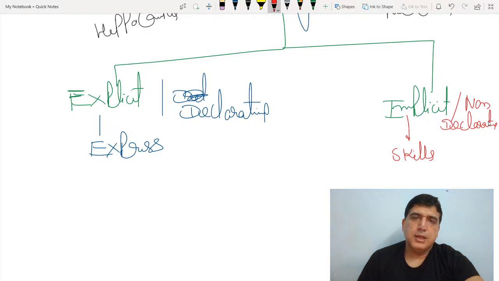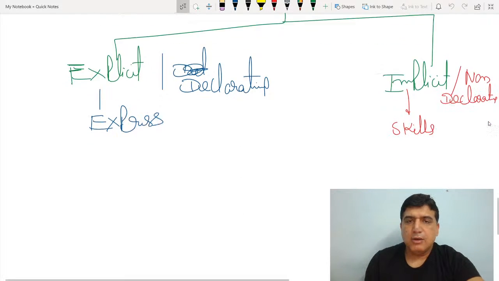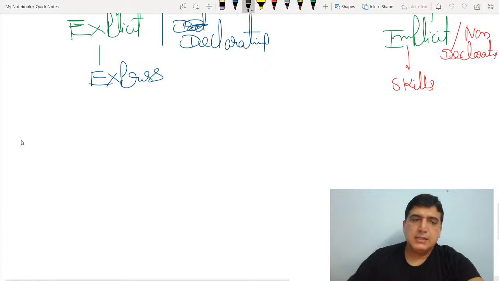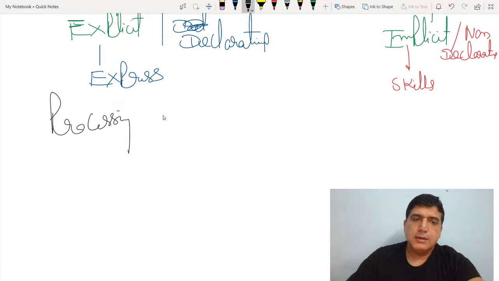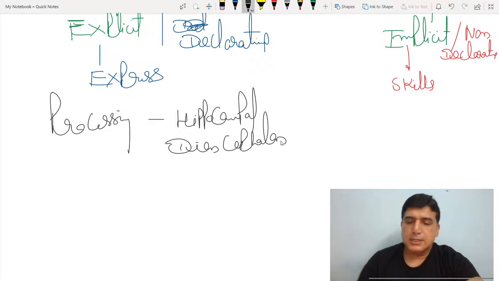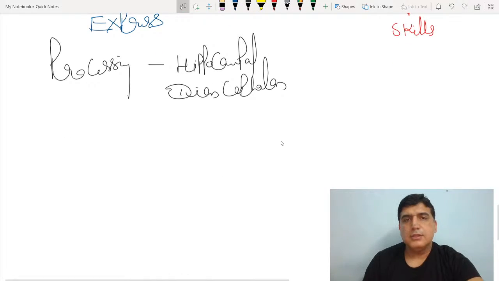Explicit memory: you ask me, what's your name? What's your father's name? Who was the first Prime Minister of India? We can express it, we can declare it. So we call it explicit, also declarative. Processing of explicit memory occurs in the hippocampal diencephalon system.